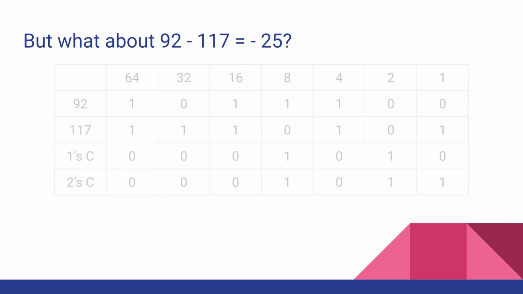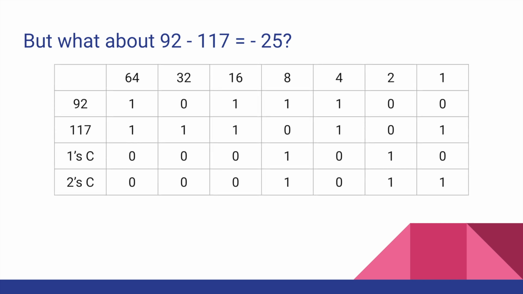Doing it the other way around, 92 minus 117 equals minus 25. So once again, 92 is 1011100. 117 is 1110101. The 1's complement of 117: invert the numbers, 0001010. The 2's complement, add 1 to that 1's complement, is 0001011. So when we do this calculation, we know the answer is going to be negative.